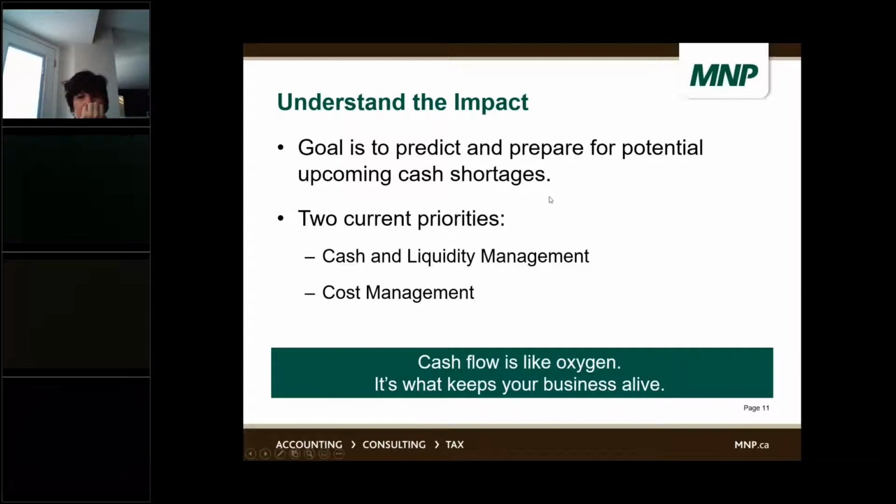The first and foremost is understanding the impact and what that impact has on cash flow, and really taking a look at those two key components and priorities: maximize cash, liquidation management, and then how are we going to maintain the cost controls. What are the cash outflows and the cash inflows? I'm going to get into that.